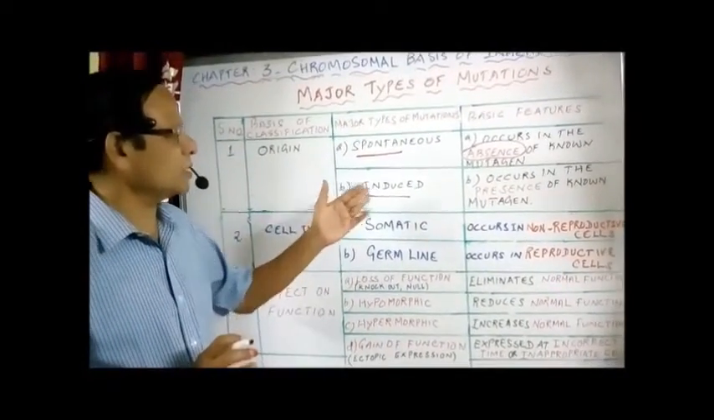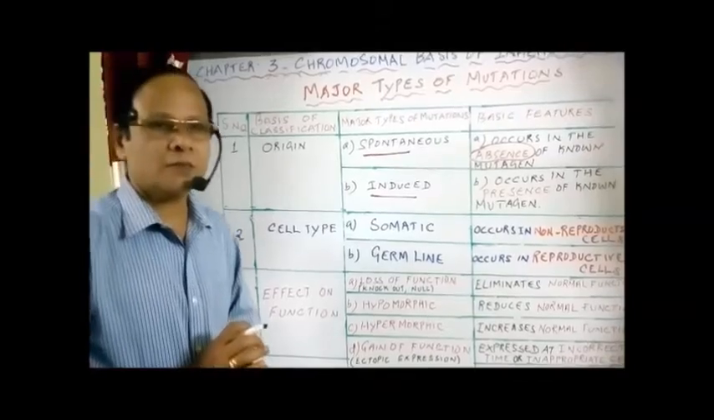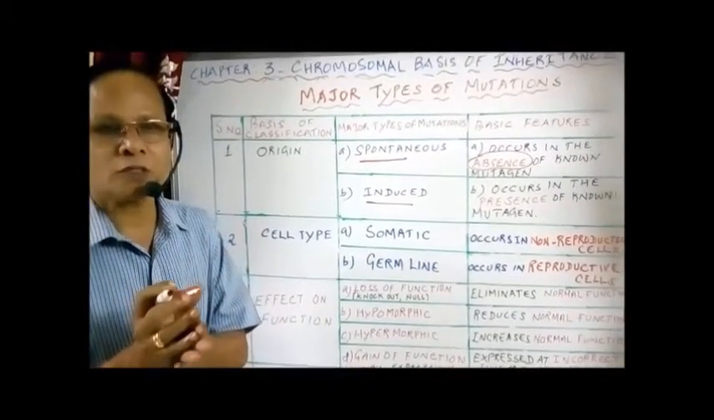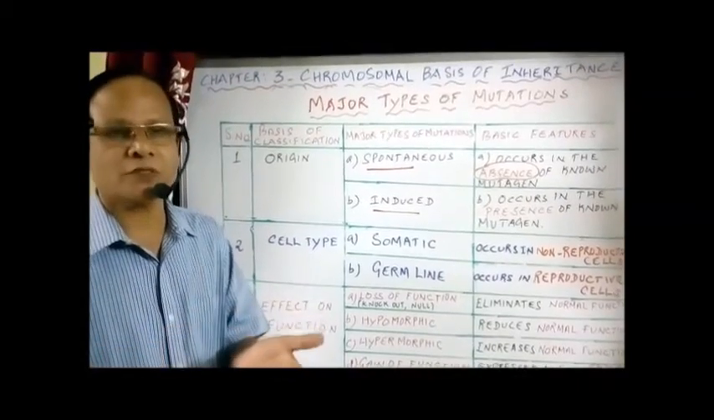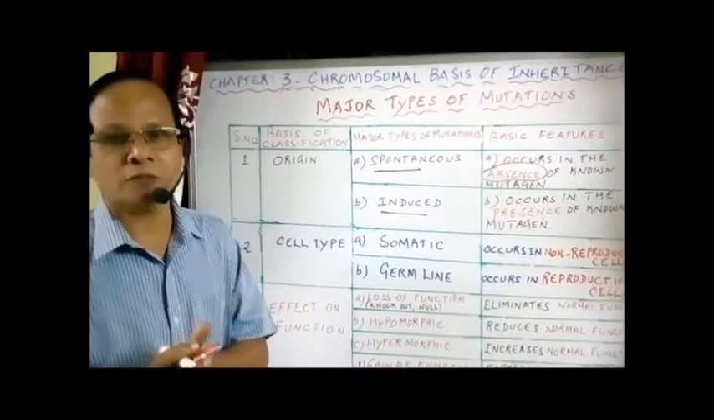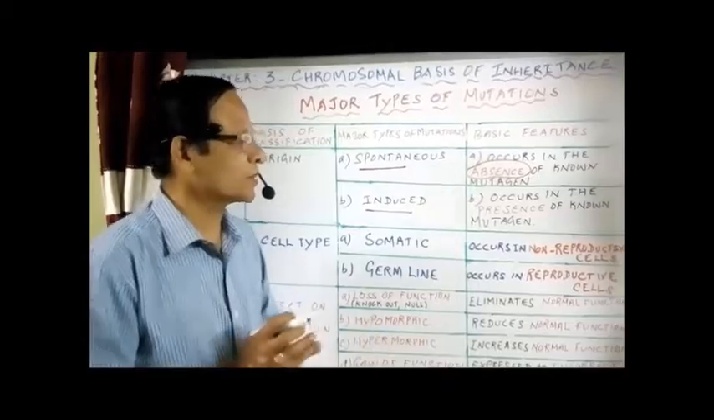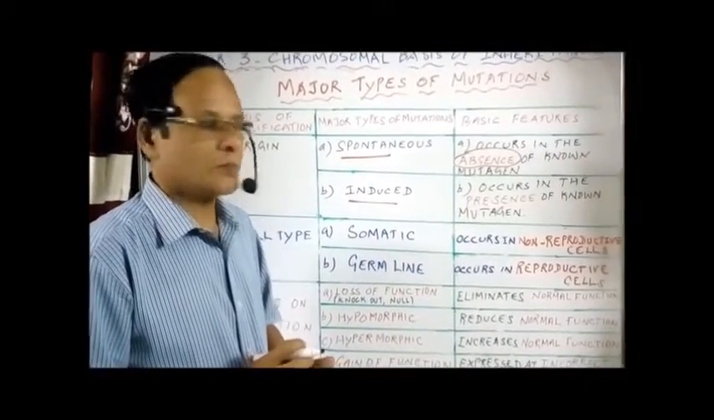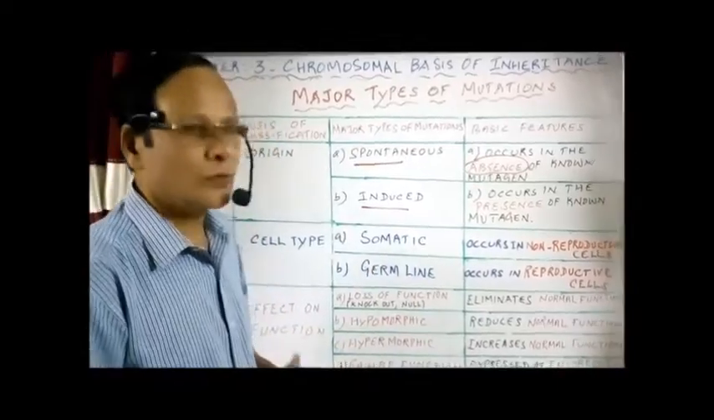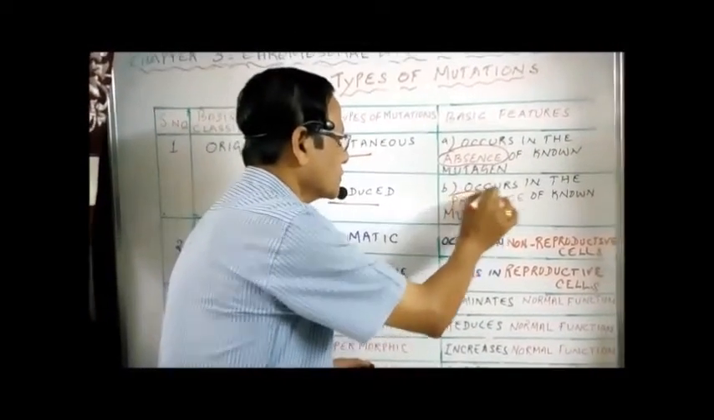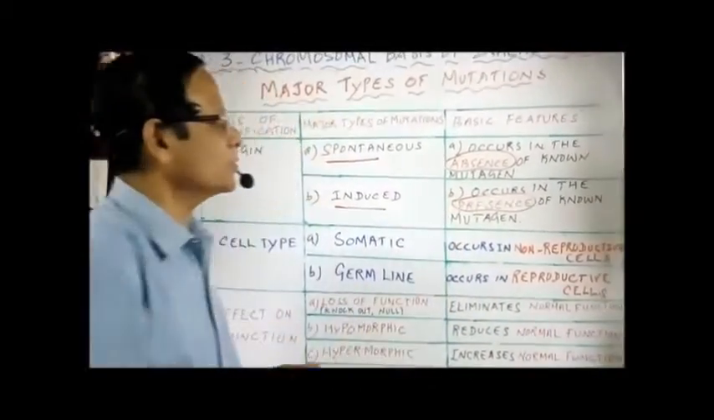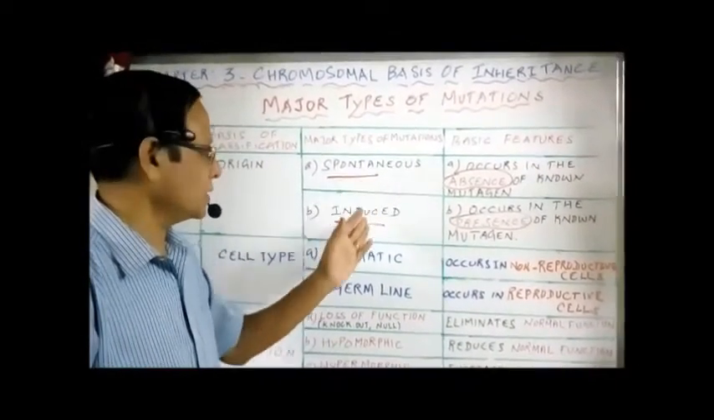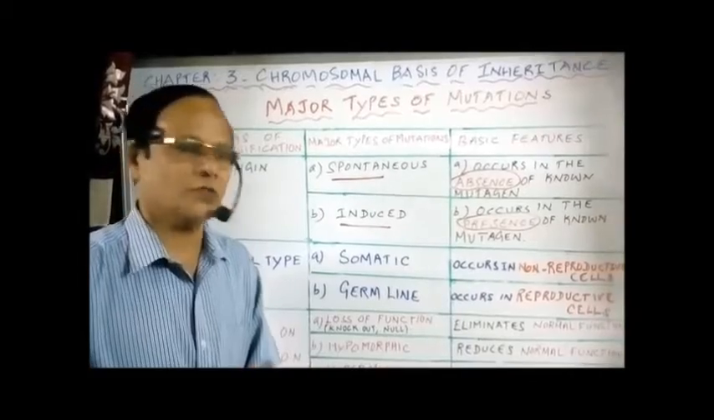Now the second one, induced. In the case of induced mutation, the mutation is induced by a mutagen, maybe a physical mutagen or a chemical mutagen which induces the mutation. So those mutations which occur in the presence of a known mutagen are called induced. Anyway, based on origin, we have spontaneous and induced. This is a natural one, and this one we induce artificially.